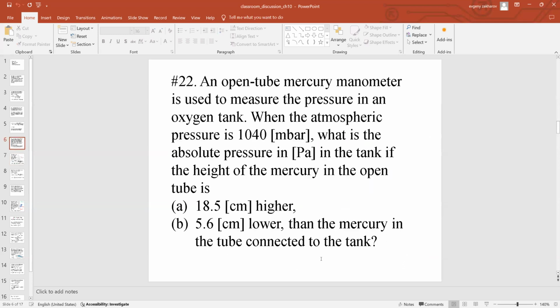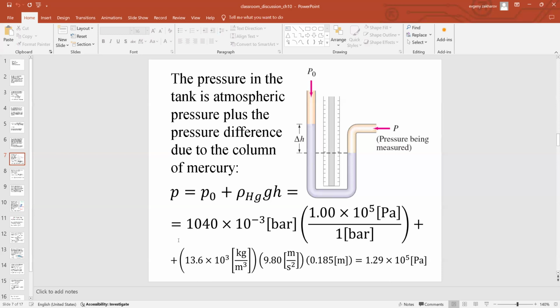So the first option is the height of the mercury in the open tube is higher. Here's the open tube, and the level is higher, and the manometer is connected to the tank. So the tank is right here. And the tank exerts a pressure on the other side of the manometer, and you see the difference in the level is delta H given.